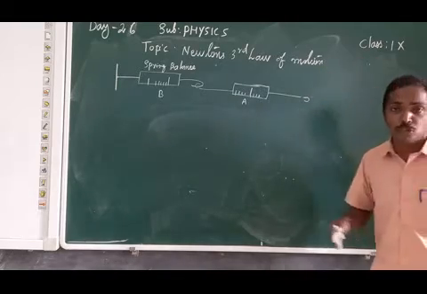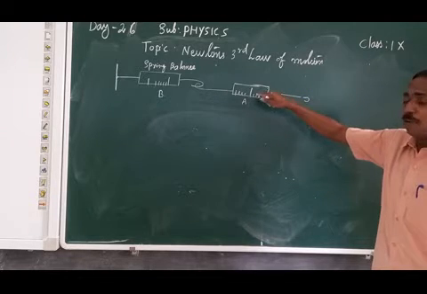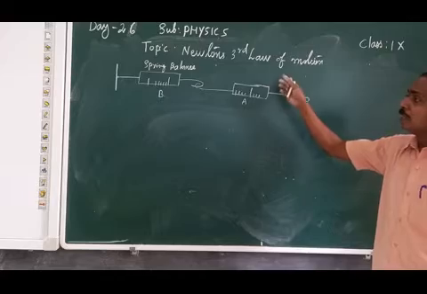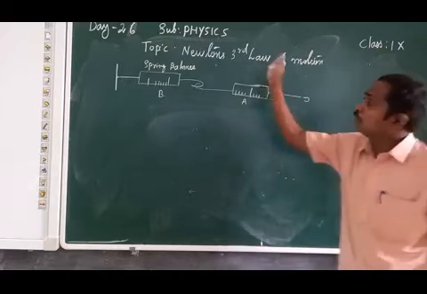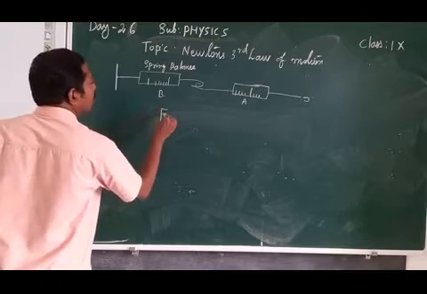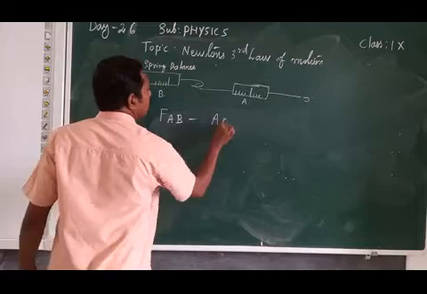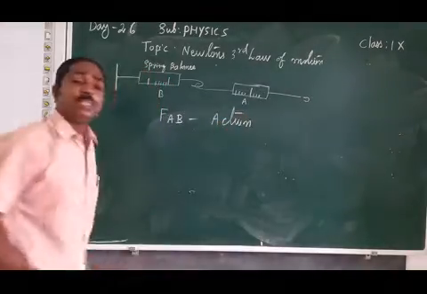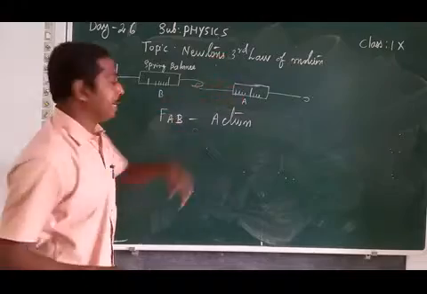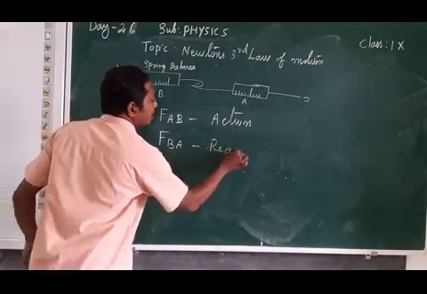Pulling is a form of force. So when you pull it, you apply the force on A. Then A applies force on B. That we can consider as action. So F AB, that we can consider as action. Then what is reaction? B will apply force on A. So F BA is reaction.